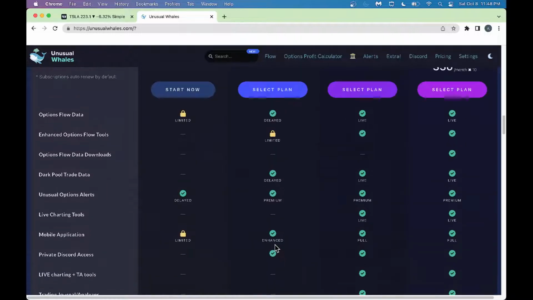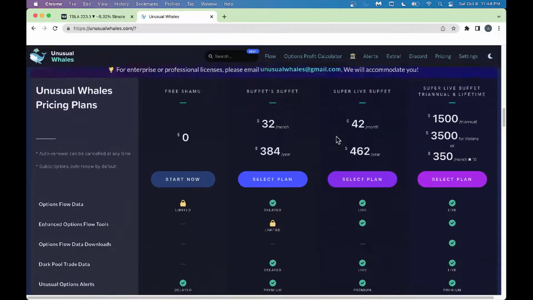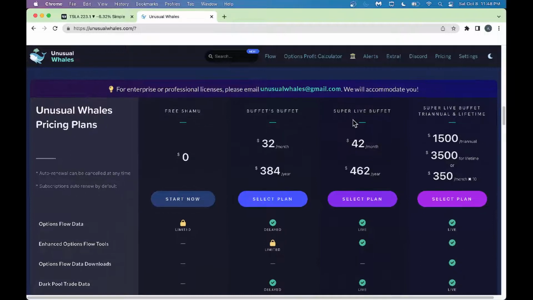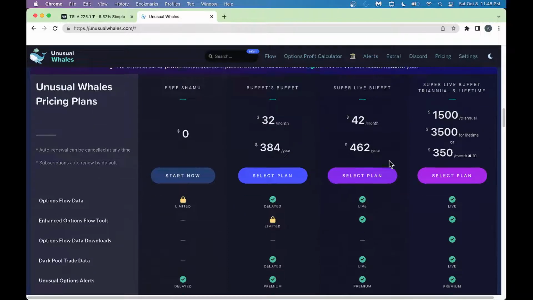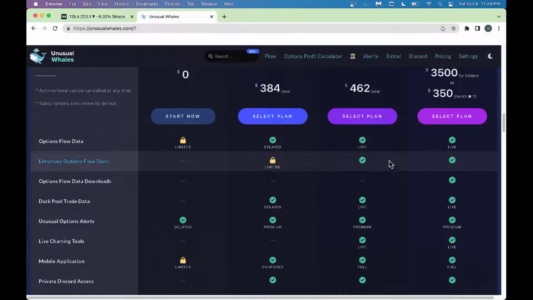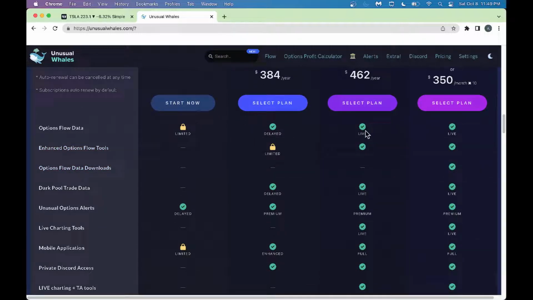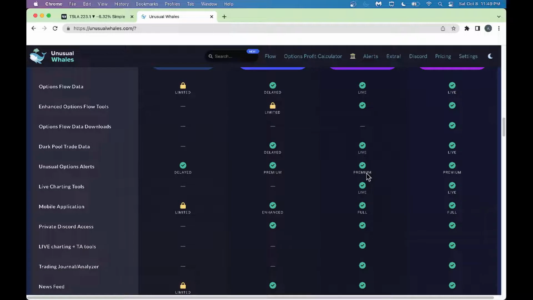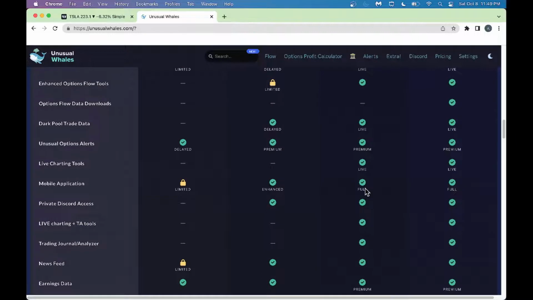What I recommend is really the next plan here, which is the Super Live Buffet plan. It's $42 per month. Compared to the previous one, it's not very expensive, $10 more, but you'll get a lot of features in this option. You get live option flow and enhanced option flow tools, you get dark pool and unusual option alerts, and you have live charting tools and a mobile application, which is great.